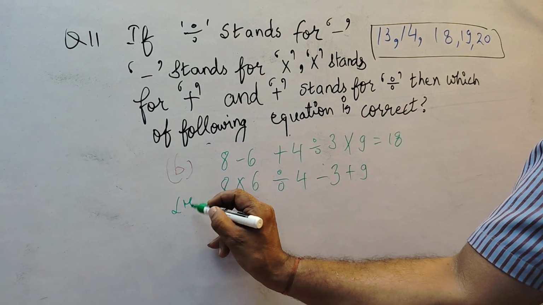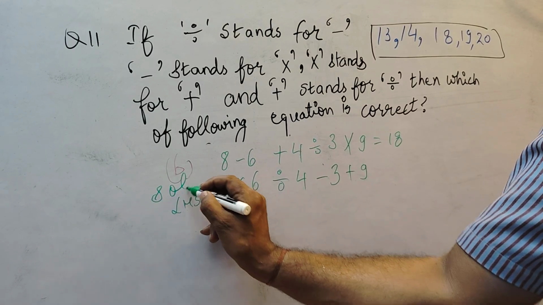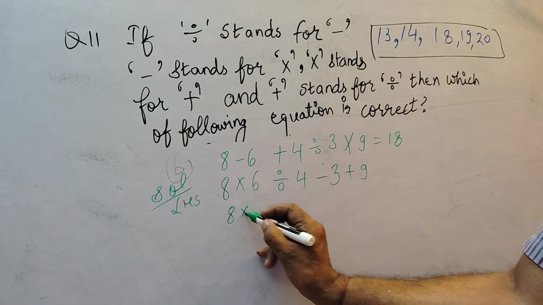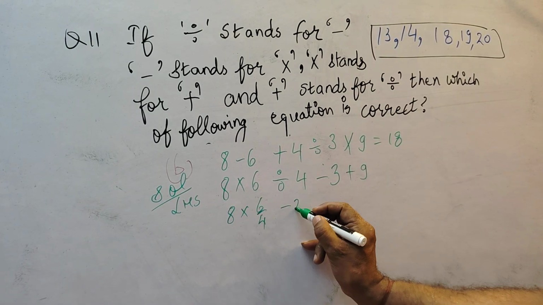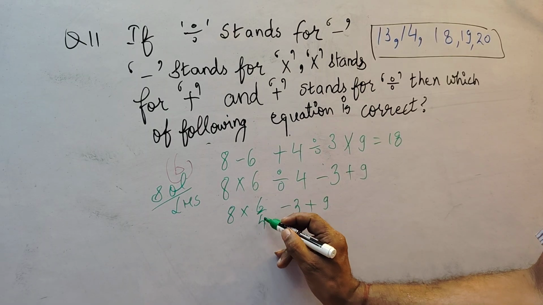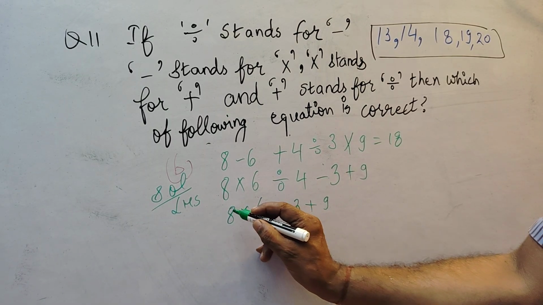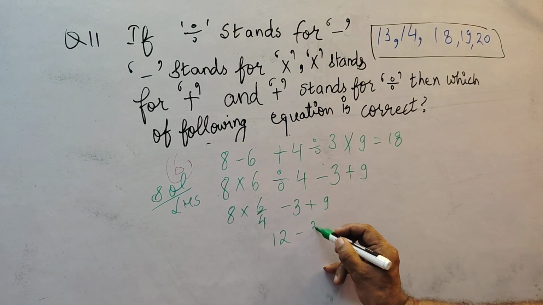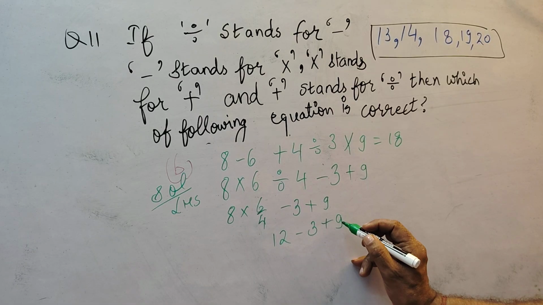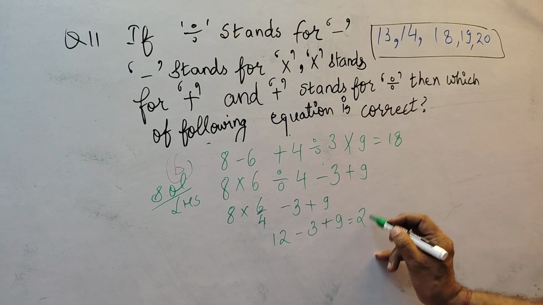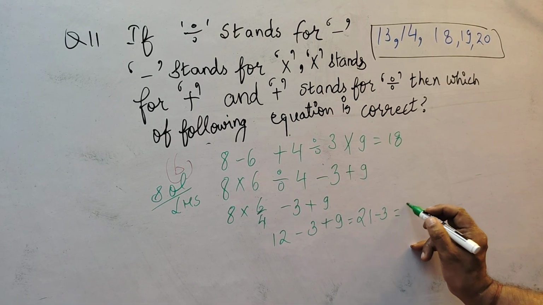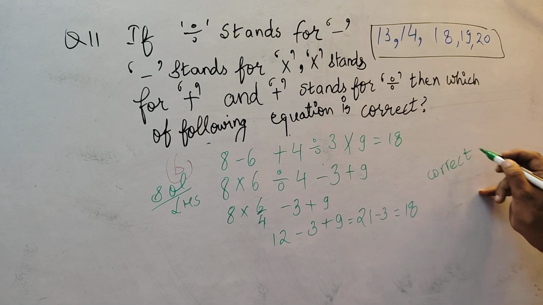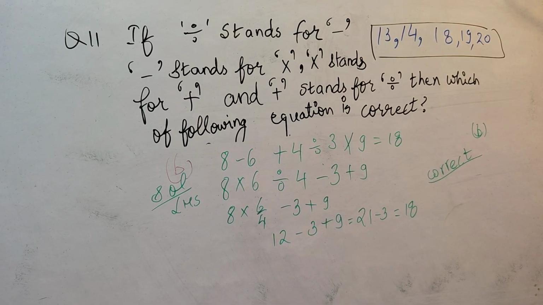This is our left hand side. Here we divide first. So it becomes 6 over 4 minus 3 plus 9. 4 and 8 can cancel 2 times, so it becomes 2 sixes are 12. Now same sign, 12 and 9, are added, so it becomes 21 minus 3. 21 minus 3 is 18. So it is correct. Option B is the answer.